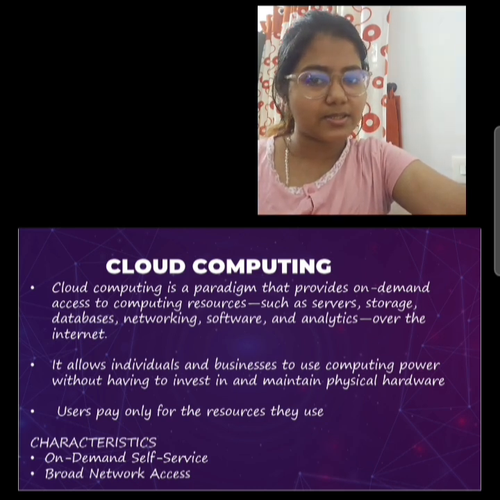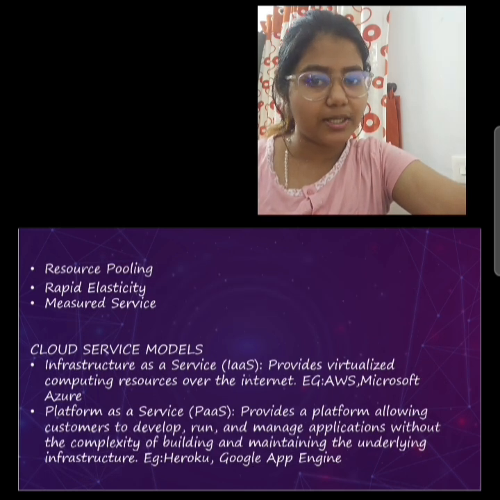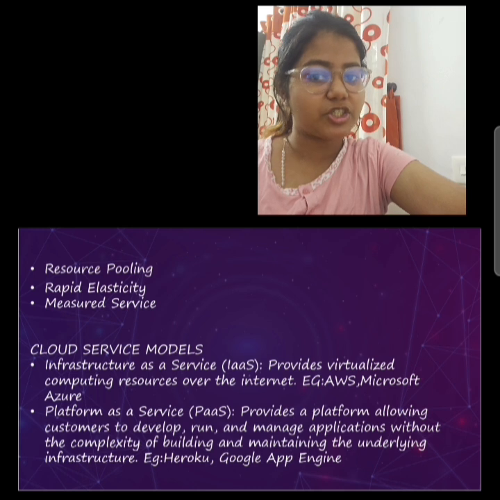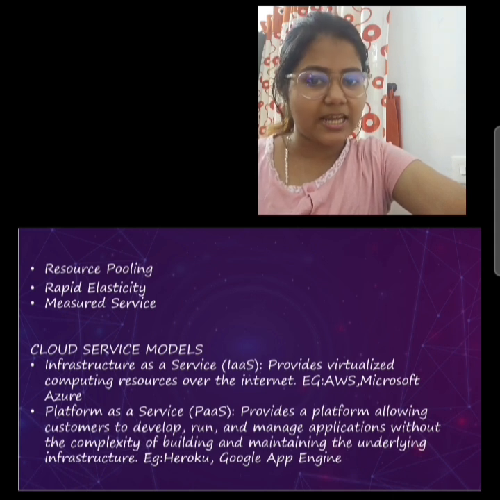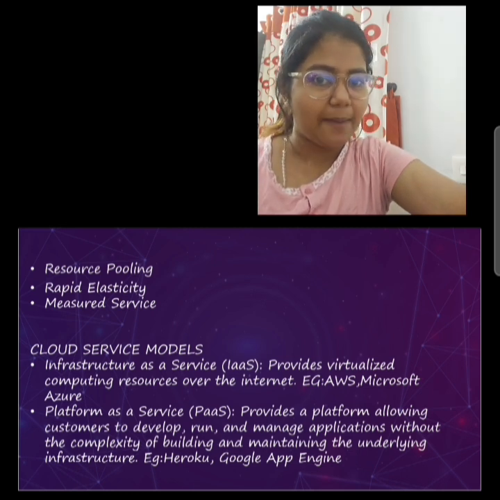That means it is pay as you go. The characteristics of this computing are on-demand self-service, broad network access, resource pooling, rapid elasticity, and measured service. There are so many characteristics for cloud computing. Cloud service models. Infrastructure as a service, IaaS, provides virtualized computing resources over the internet. Example, Amazon Web Service, Microsoft Azure.